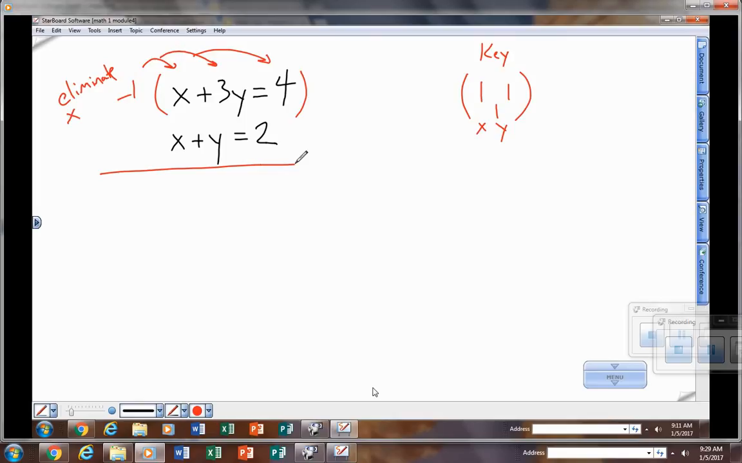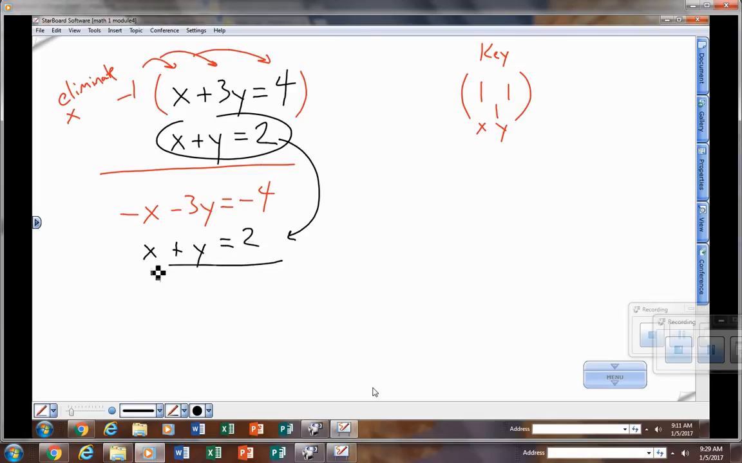Distribute that negative 1 all the way through, so negative x minus 3y equals negative 4. Take that second equation as is, and write it right underneath the new adjusted one, which will give me x plus y equals 2. And then you can see y multiplied by negative 1. Now my x's cancel, and I'm only solving for y there. So negative 2y, I get negative 2. Divide both sides by negative 2, and I get the y equals 1 answer.